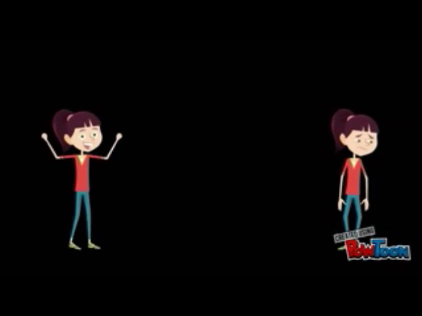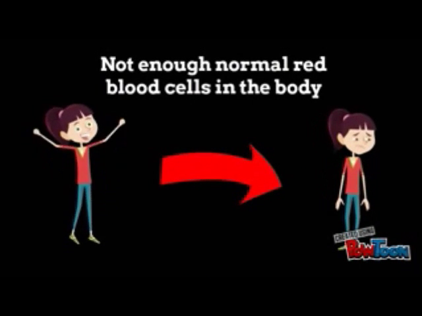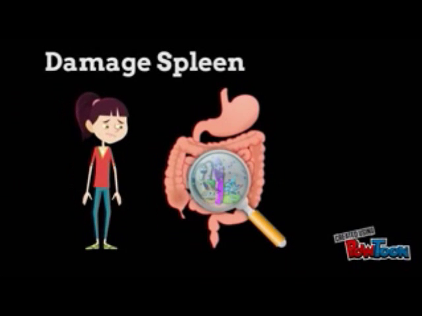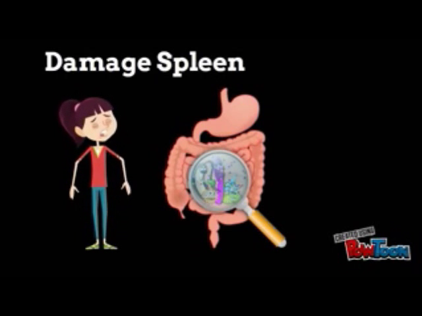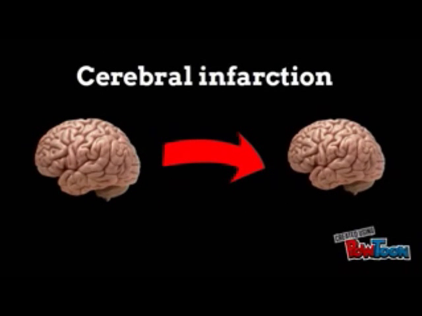There's a lasting shortage of red blood cells. Without enough red blood cells in circulation, your body can't get the oxygen it needs to feel energized. That's why anemia causes fatigue. Sickle cells can damage your spleen, which is an organ that fights infection. This may make you vulnerable to infections. Sickle cells block the major blood vessels in the brain, resulting in cerebral infarction, which causes variable degrees of neurological impairment.